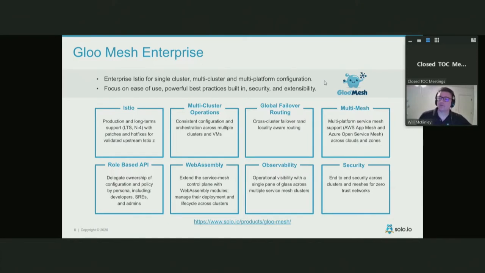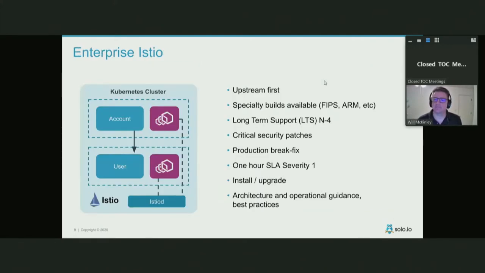You also get role-based APIs that'll help you control how your teams interact with Istio across these clusters. And you'll get extensibility through WebAssembly as well as our advanced filtering. And be able to see what's going on across meshes through a single pane of glass with our observability. And of course, zero trust security is kind of top of mind here.